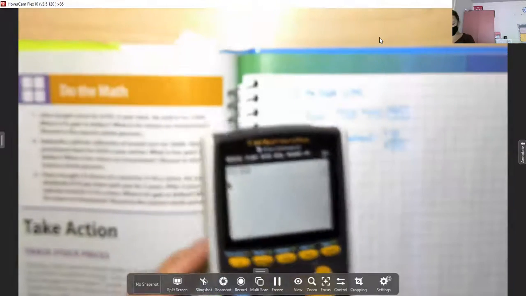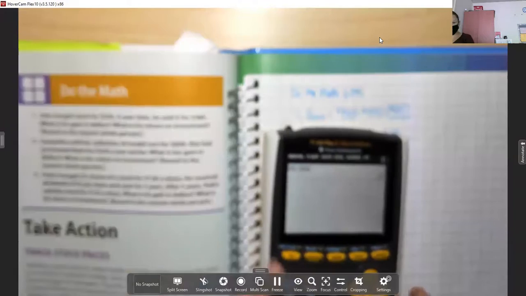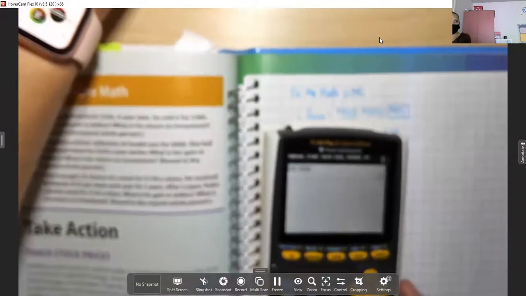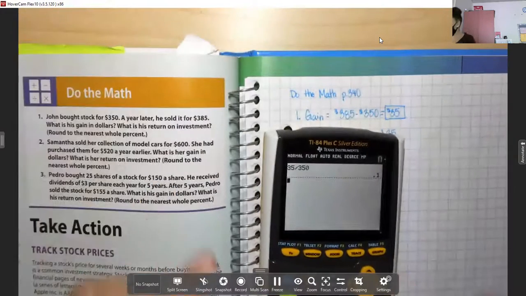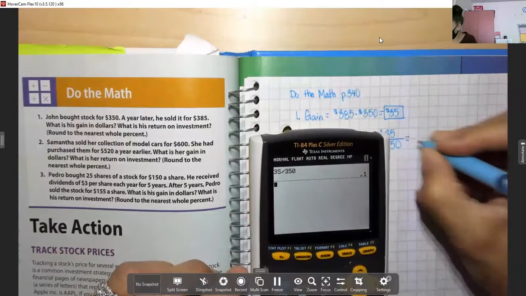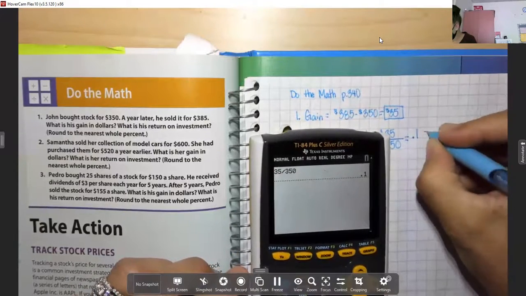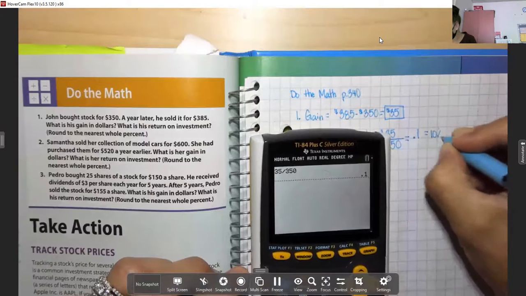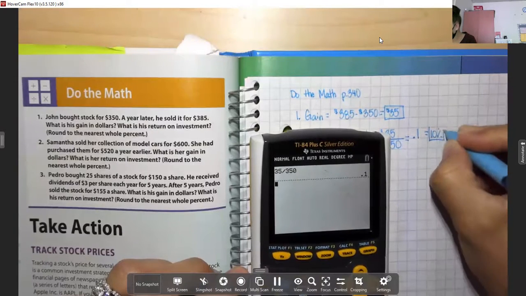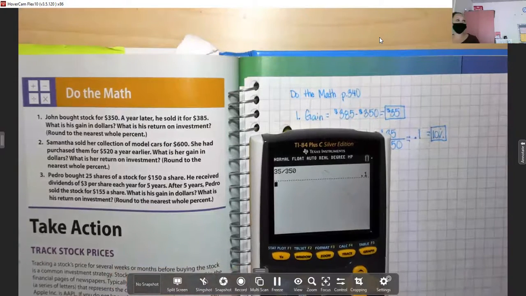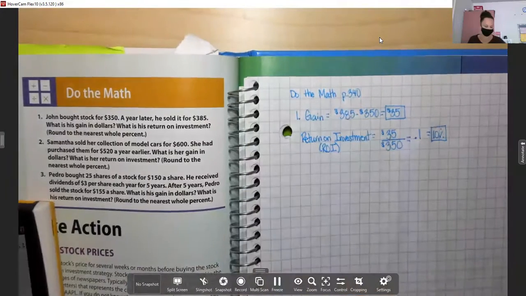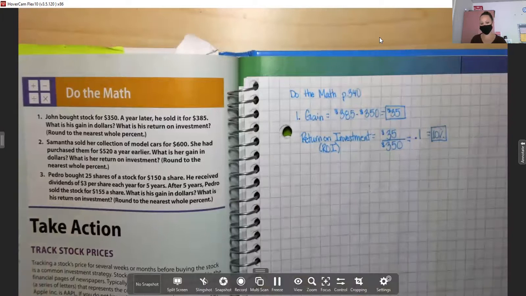Is 0.1, which is the same as 10%. Remember, you move your decimal 2 places to turn that into a percentage. So John made a 10% profit or return on his investment.